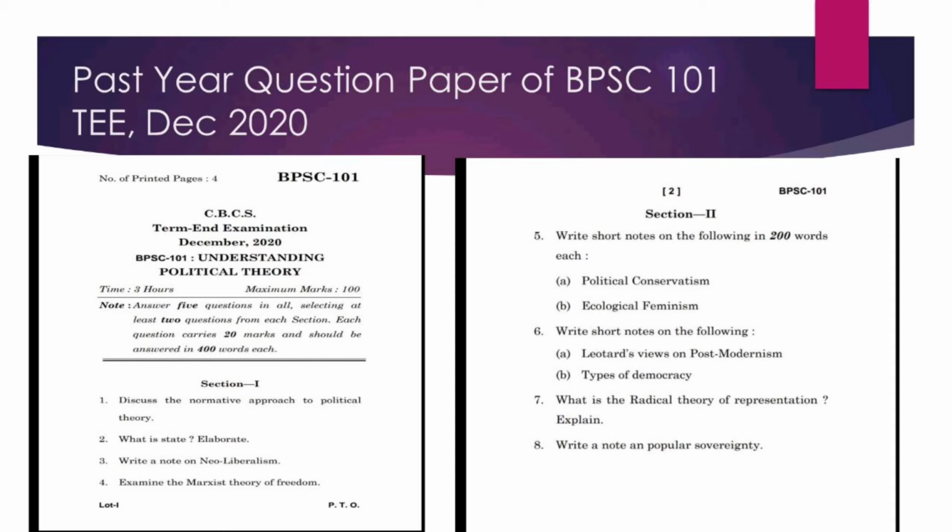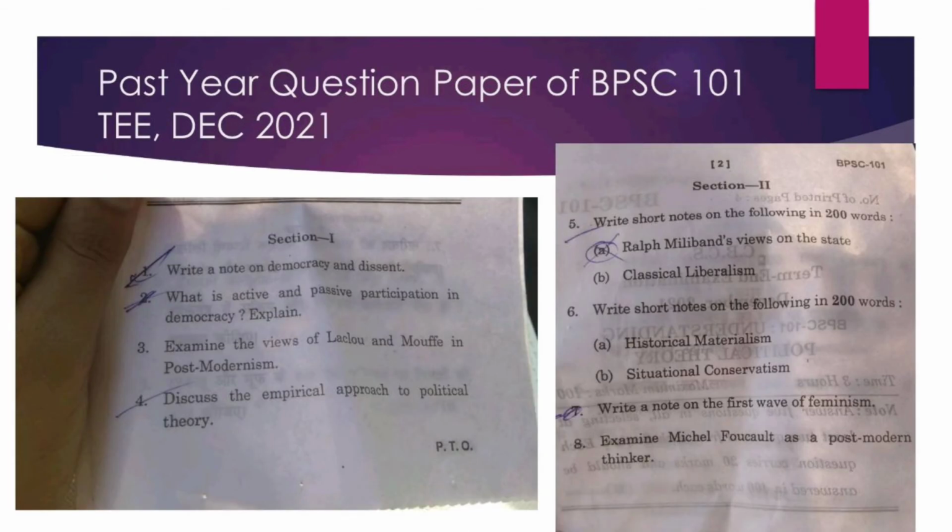So this was the first question paper of BPSC 101. Keep this in mind that the BAPSH course, or you can say the BA Honors course in IGNOU, has been introduced since January 2020. So this is the very first question paper of BPSC 101. This is the past year question paper of the term end examination December 2021, which was held between March to April 2022. So the first question is write a note on democracy and dissent.